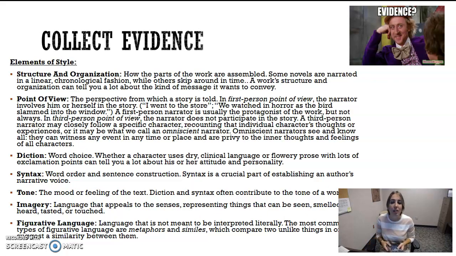So if there's elements of story we talked about, there are also elements of style. This is structure and organization. How is this book put together? How do the chapters evolve? Are we in a linear timeline, or do we jump around with flashbacks? How does this book work in a timeline?